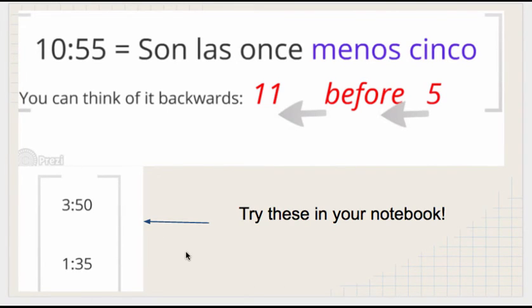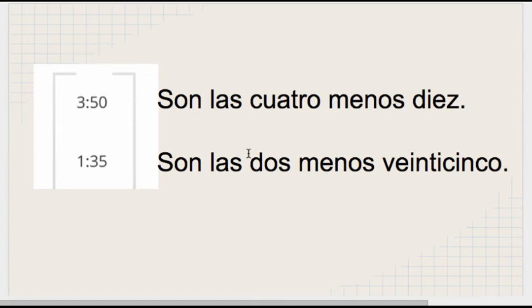Try these 2 in your notebook. Try them first, and then check your answers. Think of it as 10 before 4 and 25 before 2. Let's check your answers. If you haven't paused yet, pause now. Son las 4 menos 10. 10 before 4, or 4 minus 10 minutes. Son las 2 menos 25. 25 before 2, or 2 minus 25 minutes.